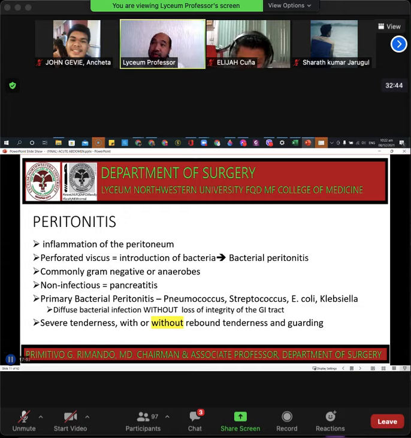So for any disease that will allow intestinal contents to go into the peritoneum, you are going to induce bacterial peritonitis. That is why ruptured appendicitis, perforated peptic ulcer disease, even a ruptured gallbladder, would present with bacterial peritonitis. Most commonly, these are gram negatives with or without anaerobes. Anaerobes we usually see in the colon, so if you have colonic disease, then you think about anaerobes.